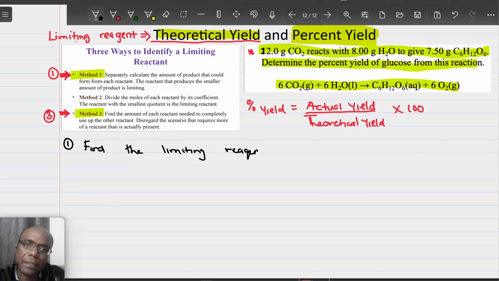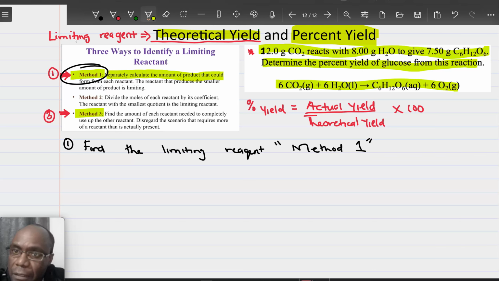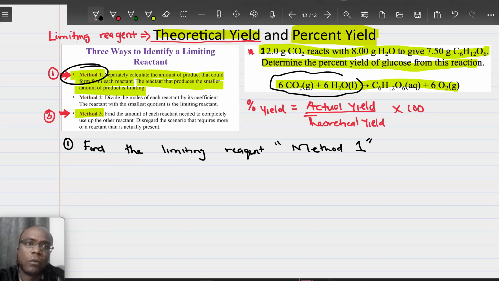Step 1, we need to find the limiting reagent, and in this case I'm going to show you using method 1 as typed on the top left. So what is method 1 of finding the limiting reagent? Separately calculate the amount of product that could form from each reagent. The reactant that produces the smaller amount of product is limiting. So let's find the reagent that will produce the least amount of product. Is it CO2 or water? That is the reagent side or reactant side. That's where the limiting reagent will come from.